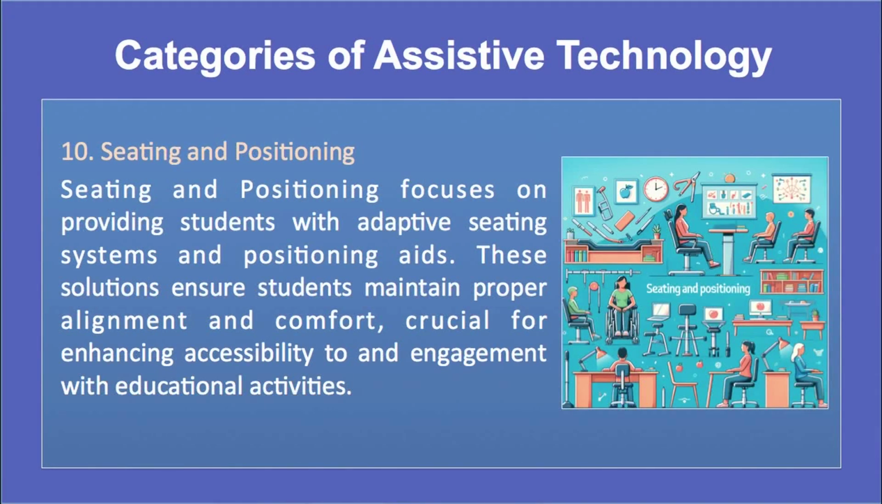Seating and positioning. Seating and positioning focuses on providing students with adaptive seating systems and positioning aids. These solutions ensure students maintain proper alignment and comfort, crucial for enhancing accessibility to and engagement with educational activities.